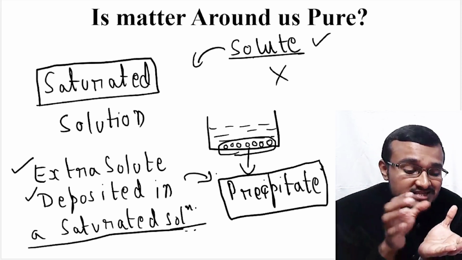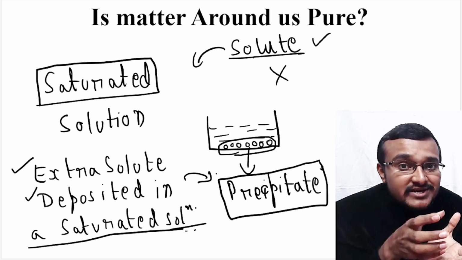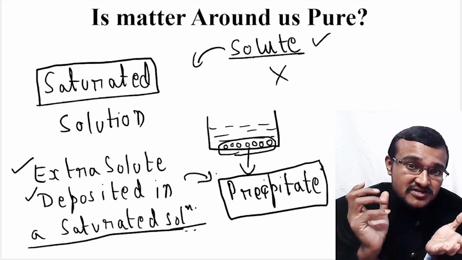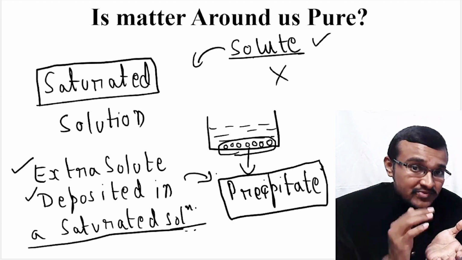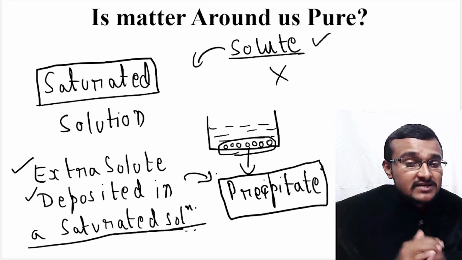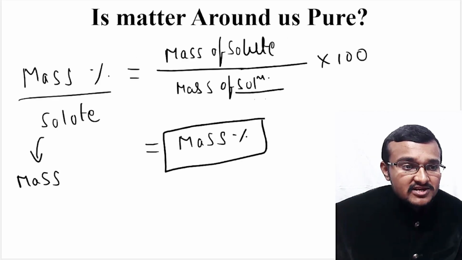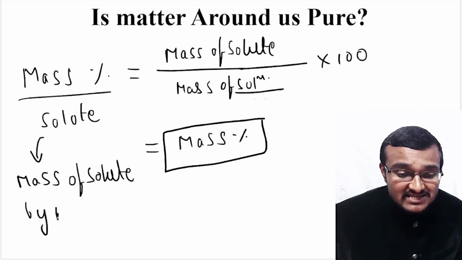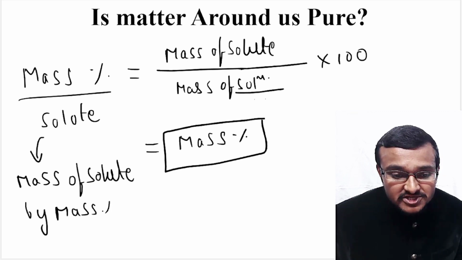That shows this particular solution is saturated. So the deposition of extra solute in that saturated solution is known as precipitate, and the process of formation of this precipitate is known as precipitation. This is known as mass of solute by mass percentage of solution.